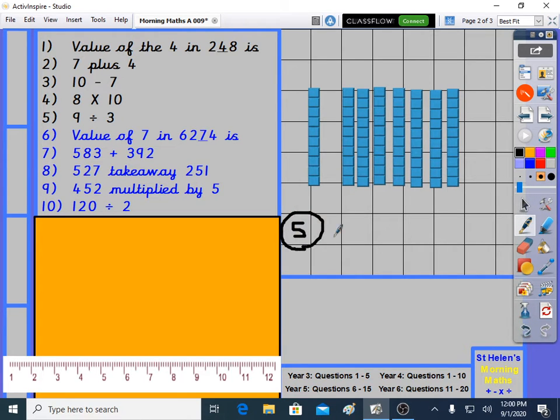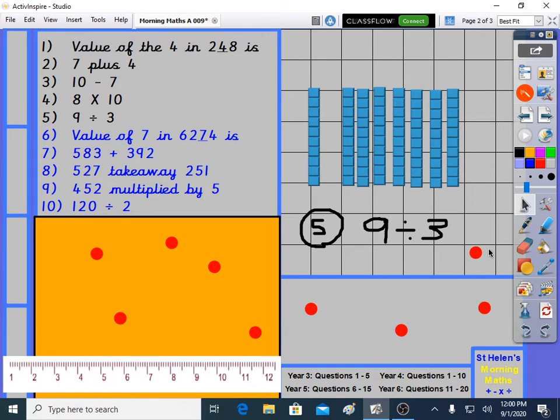So question 5. 9 divided by 3. So it's when you've got 9 of something. Dots, I keep using, don't I? You've got 9 dots. 1, 2, 3, 4, 5, 6, 7, 8, 9. They're all over the place. I'm going to share them into 3 groups, or group them into 3s, you could say.